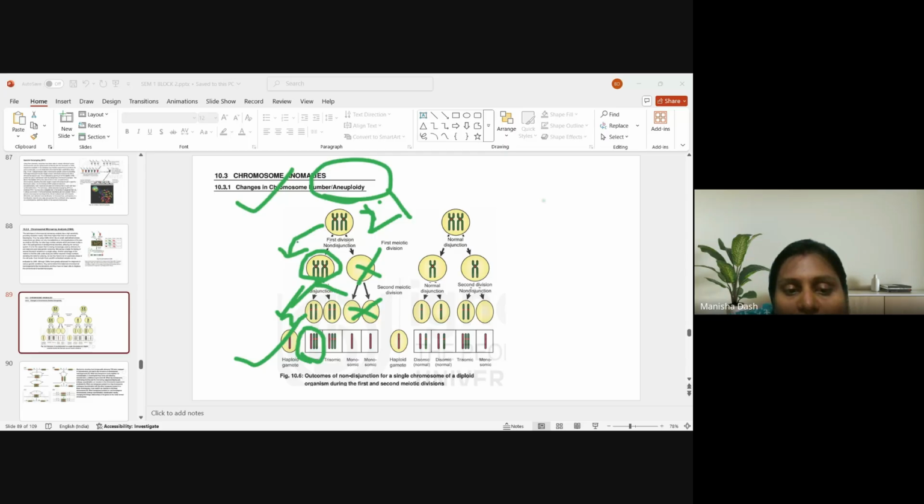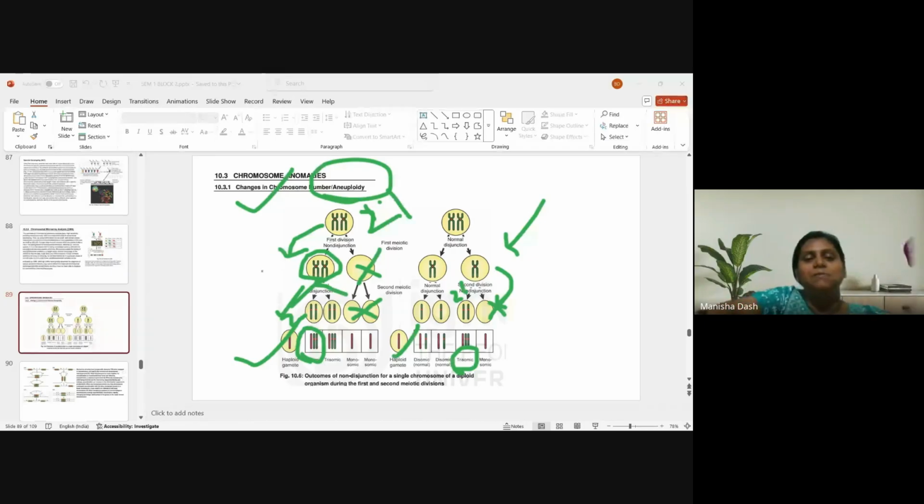Sometimes the non-disjunction can occur at meiosis 2. Here normally the paternal and the maternal chromosome separated during meiosis 1. But during the second meiotic division, the sister chromatids did not separate. So one gamete received 2 copies of the 21st chromosome, and one gamete did not receive a single copy of the 21st chromosome. When this gamete is fertilized with a normal haploid gamete with one set of the 21st chromosome, it also becomes trisomy.